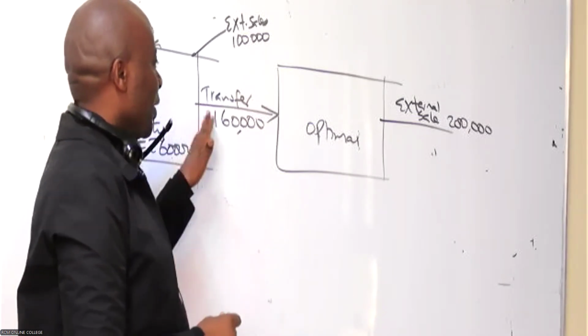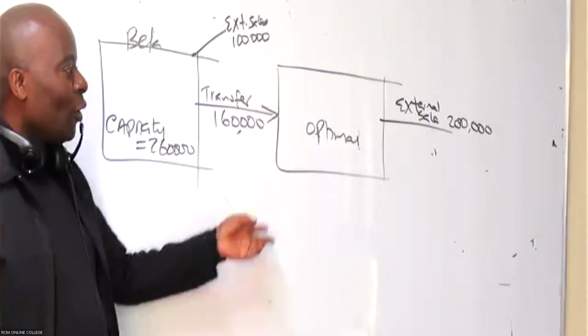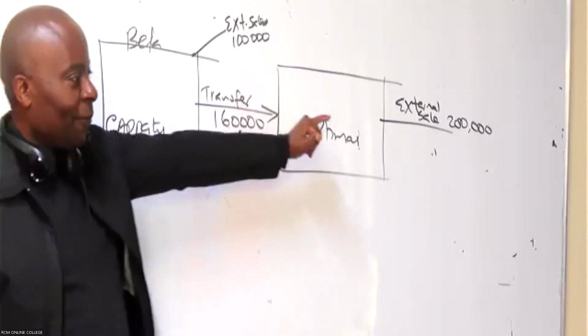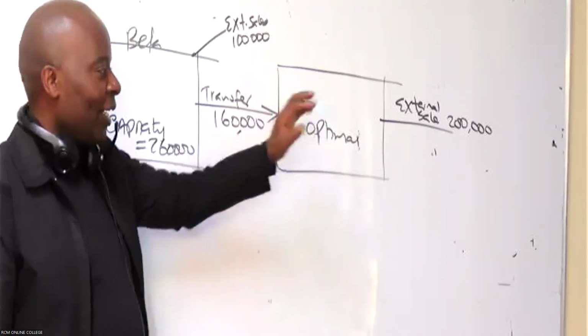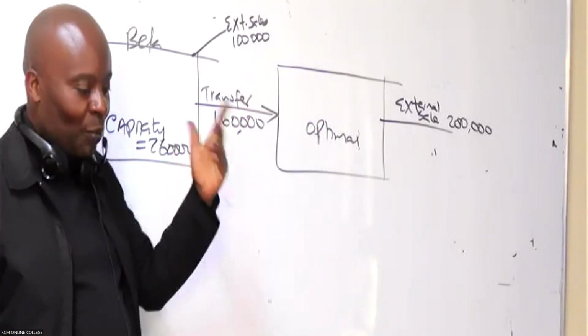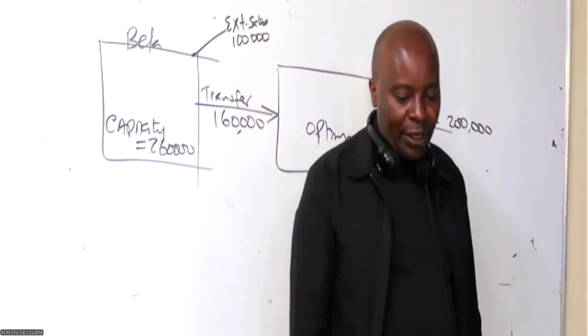And if it doesn't snatch business from anybody, it means that Optima has to buy some goods from outside. Because you see, Optima wants to sell how many? 200. And you know it's a one-on-one component. You can see they're receiving 160, so they'll have to buy 40 from outside. So first of all, draw that. Try to understand this.